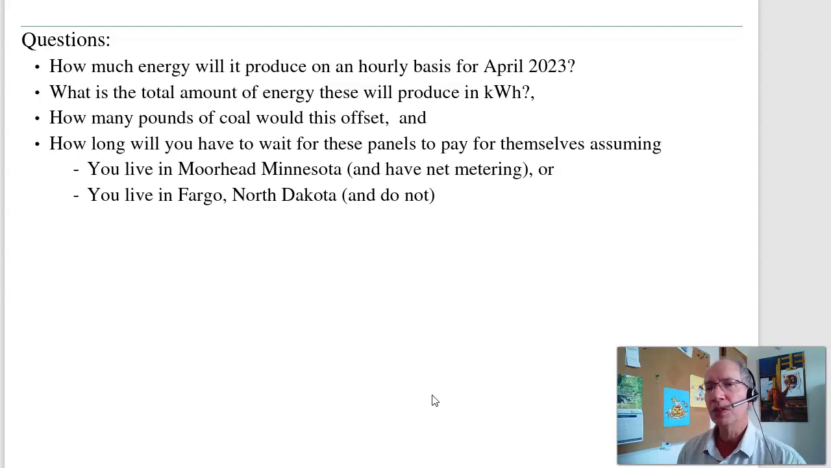And we'll look at two different cases. One, you live across the river in Moorhead, Minnesota. Minnesota has different laws than North Dakota. Minnesota has net metering. And what that means is that if I produce 1 kilowatt hour at noon and then use 1 kilowatt hour at midnight, I owe nothing. Or if you live in Fargo, North Dakota, which does not have net metering, so if I produce 1 kilowatt hour at noon, I get 2.8 cents. If I use 1 kilowatt hour at midnight, I pay 11 cents. How does it work out in Fargo?